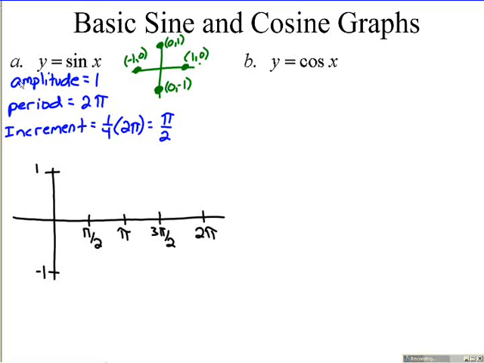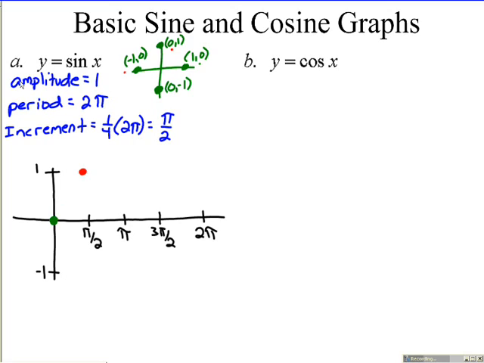and plug in 0. If we plug in 0 for x, y equals the sine of 0. The sine of 0 radians is 0. Remember, for a quadrantal angle, sine is always the y coordinate. Go to pi over 2. Up here at pi over 2, our sine value is 1. So at pi over 2, we have a point up here at 1.